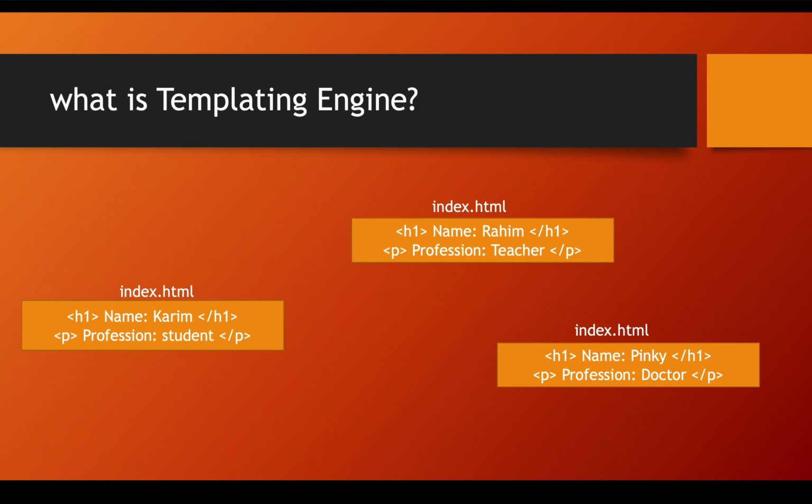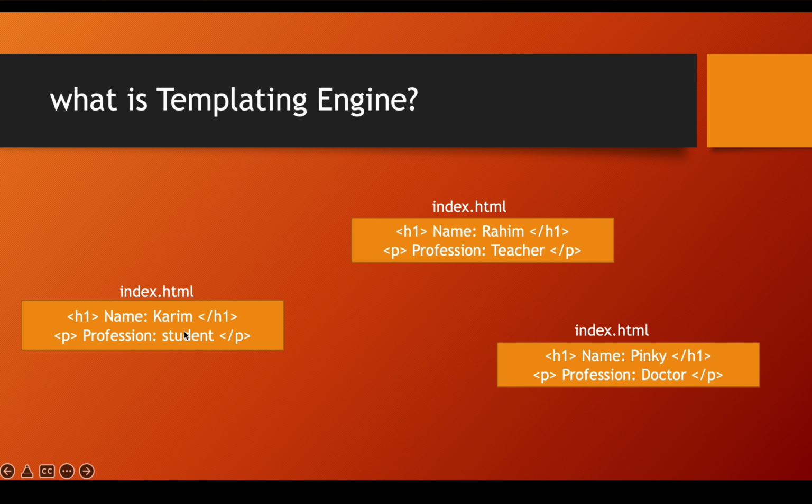Before even talking about EJS, you need to know what a templating engine is, because EJS is a templating engine. So let's understand the purpose of a templating engine. For this you have to understand this scenario where we have a file called index.html where we want to print someone's name and profession. So let's say it's a person named Karim and his profession is student, and this is something we are printing in index.html. So this is static data we are printing here. No problem here. Then let's say now you want to print someone else's name and profession, so you have to change those values again.